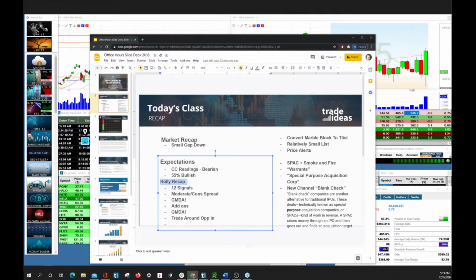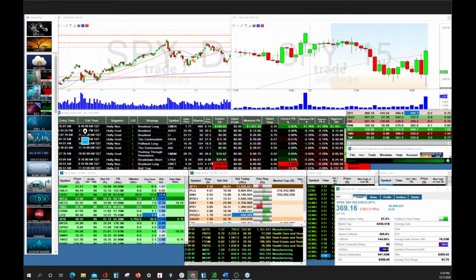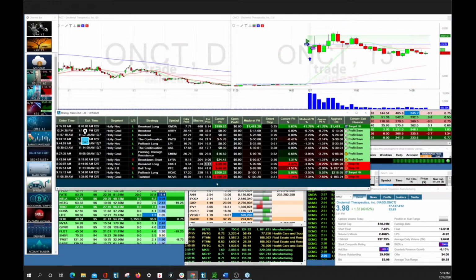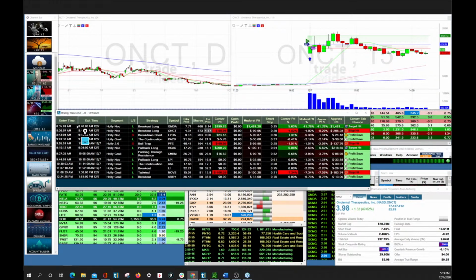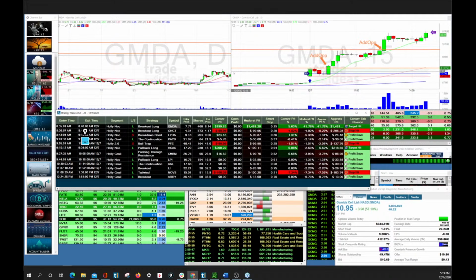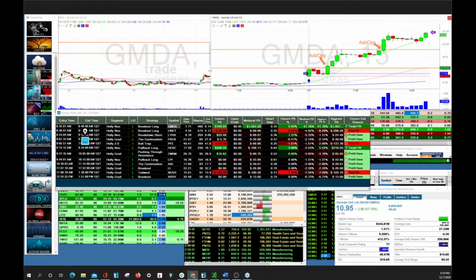Holly produced 12 signals today, and today is the classic example of one trade making the day. And I think looking at all the trades here on the AI blotter, it's easy to figure out which one it was. It just so happened to be the very first trade out of the gates. As we can see here, let me get the 15-minute chart up here. GMDA, Gameta Cell Limited. Check out the buy price right here, 771.